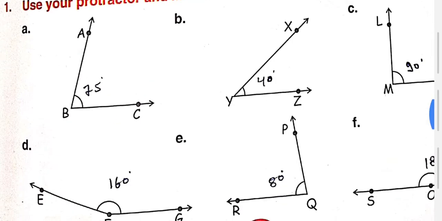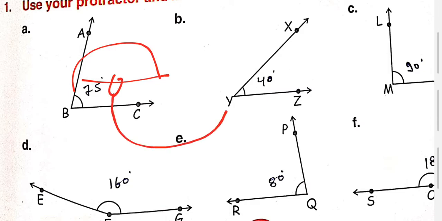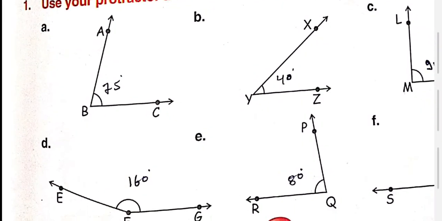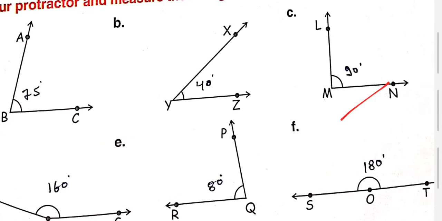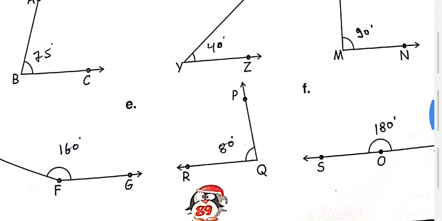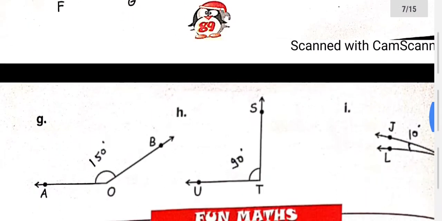Simply you can measure all these angles by using your protractor. Just put your protractor center point at the vertex and the baseline coinciding with this one. Then check at what point this line will cut, and write that degree here. So when you measure this angle, it becomes 75, and this becomes 40. This question you have to do by yourself: 90, 180, 80 and 160. When you use your protractor and measure these angles, you have to verify all this in your book and check whether they come the same or not. This is known as the measurement of the angle.